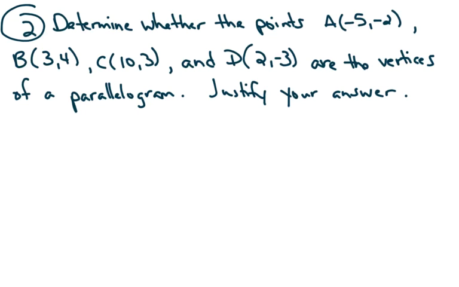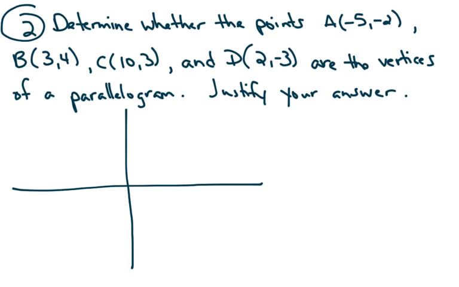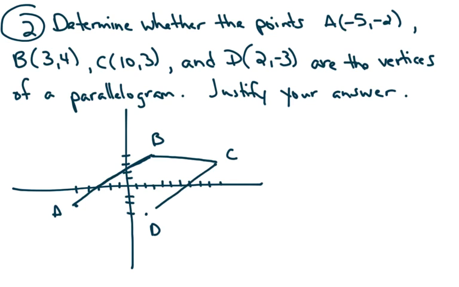So one of the things I'm going to do is draw a quick sketch just to see what it looks like. It's not going to be great, but it's going to give you an idea. So (-5, -2) is over here. (3, 4) is here. (10, 3), let's see, 4, 5, 6, 7, 8, 9, 10, (10, 3) is here. And (2, -3) is here. And here is what I hope to be a parallelogram.